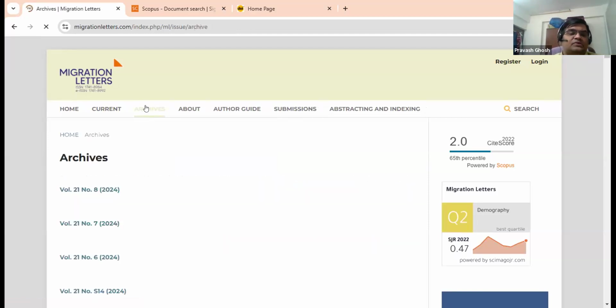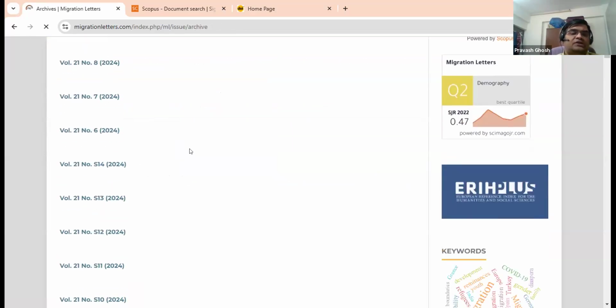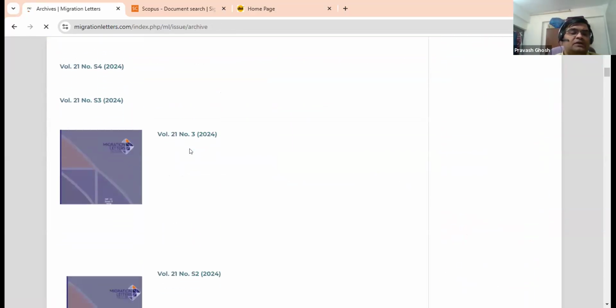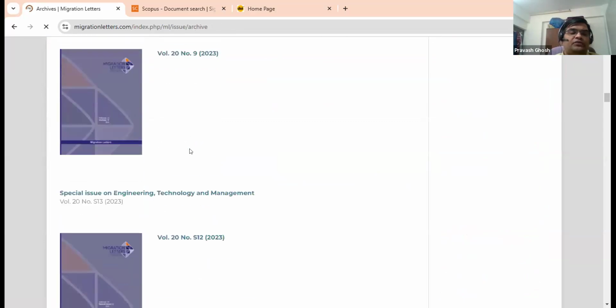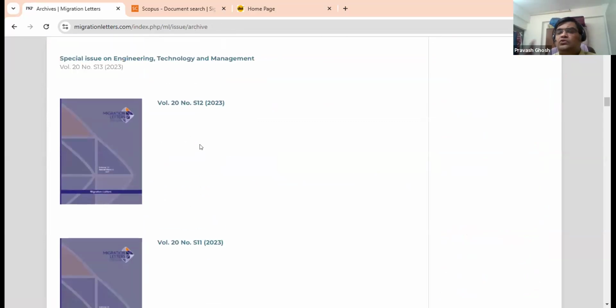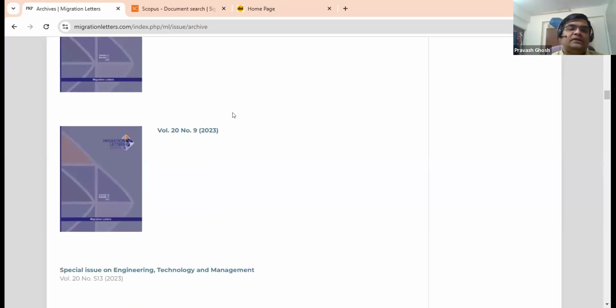Archives means what papers are published. Come to these, they are from 2024. This journal was delisted in June 2024. I can show you in Scopus. Remember, on day 1 of my 3 days workshop, I showed you the Scopus discontinued list. In the month of June this was discontinued, but they are still writing Scopus indexed.